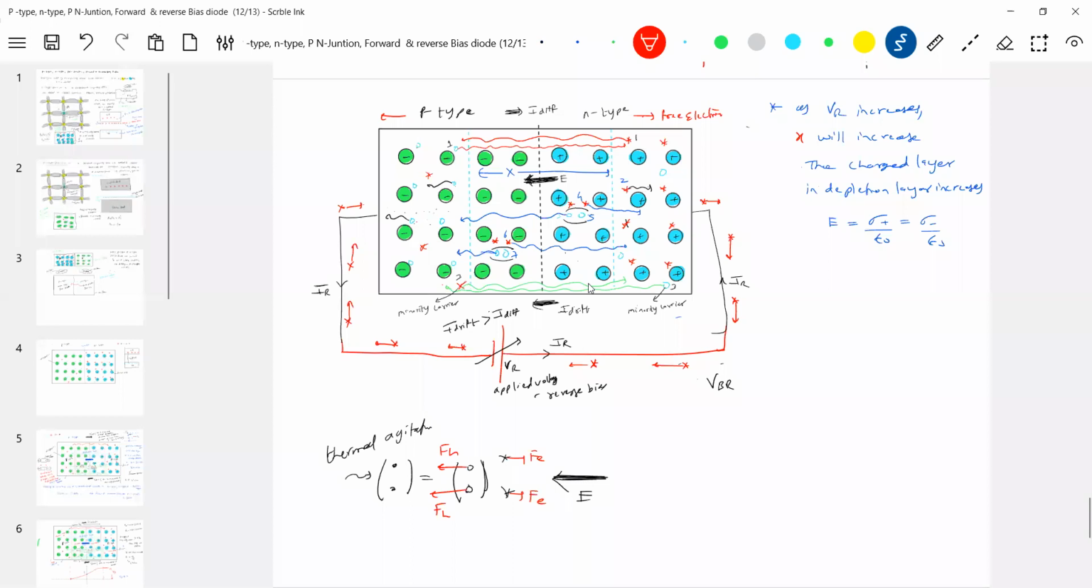This electron now will get accelerated, F equal to qE. This accelerating electron will go and strike another covalent bond. When it strikes another covalent bond, that covalent bond will break up. Now this electron will go and strike another covalent bond and break it up. Again, this electrostatic field is present in the depletion layer, so it will further accelerate.